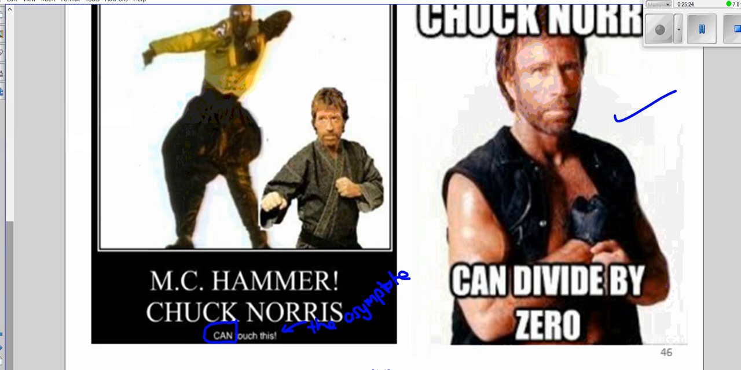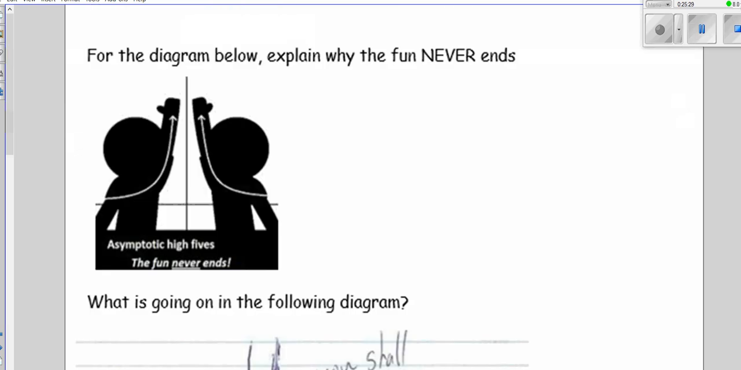Moving right along. Same thing again. For the diagram below, explain why the function never ends. Try to think where would be the asymptote on that function. This particular function, there'd be an asymptote going through here, a vertical one going through x equals 0. There's also a horizontal one going through y equals 0. Where is the function? If you're having trouble seeing the function, it's just this thing here, going up like this. It's also going up like this, going out that way.